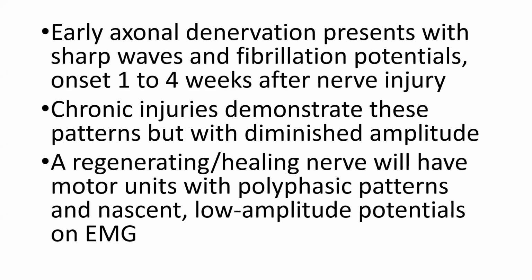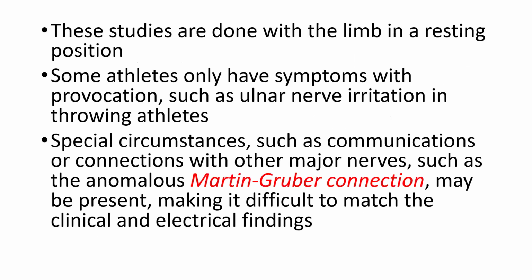Onset is 1 to 4 weeks after the nerve injury. Chronic injuries demonstrate these patterns, but with diminished amplitude. A regenerating, healing nerve will have motor units with polyphasic patterns and nascent low amplitude potentials on EMG. These studies are done with the limb in the resting position.